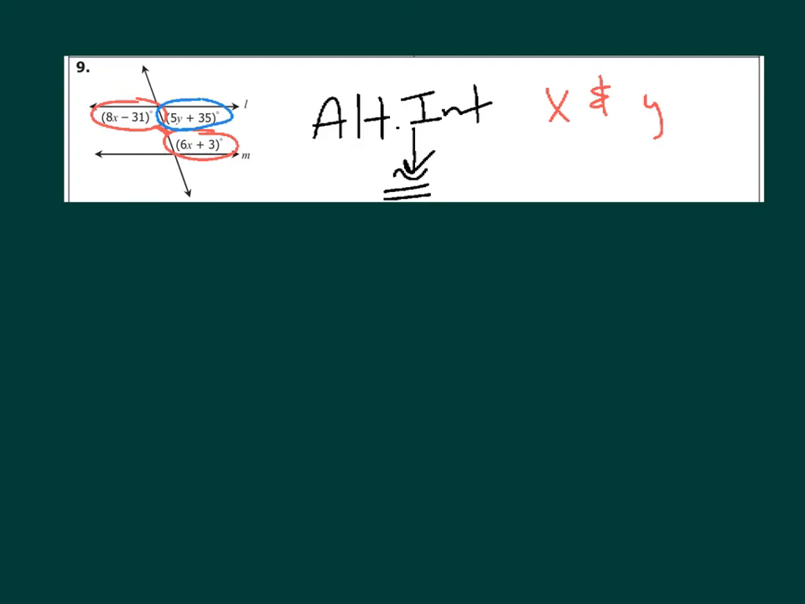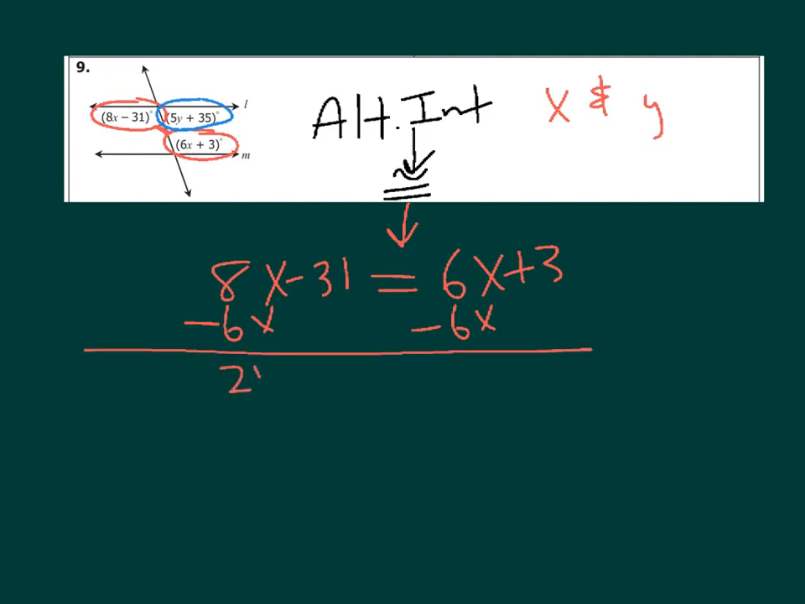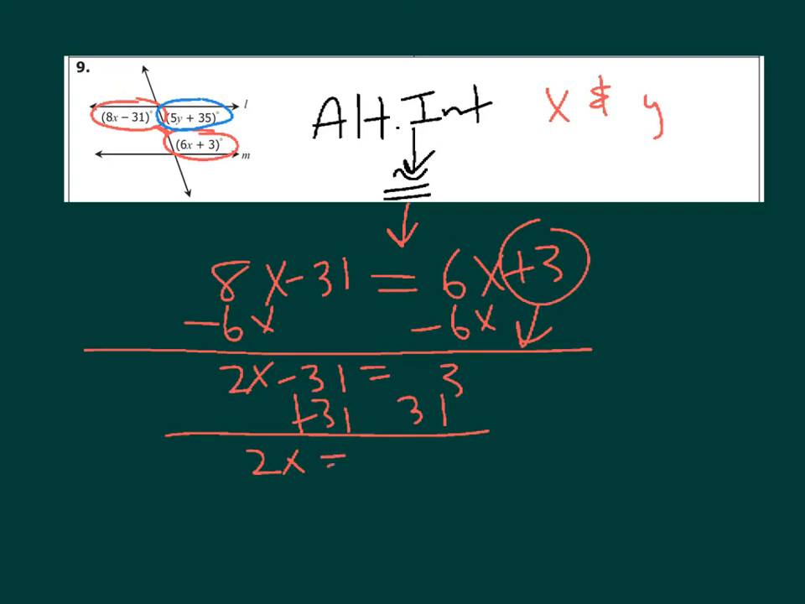So if they're congruent, then I'm going to set those terms equal. So 8x minus 31 equals 6x plus 3. Now what? Inverse operations. Subtract the 6x from both sides. I get 2x minus 31 equals 3. The 3 wasn't touched, so it just comes down. Add 31 to both sides, and I get 2x is equal to 34. Divide by 2, divide by 2, and I'm going to get x is 17. So I'm good for the x.